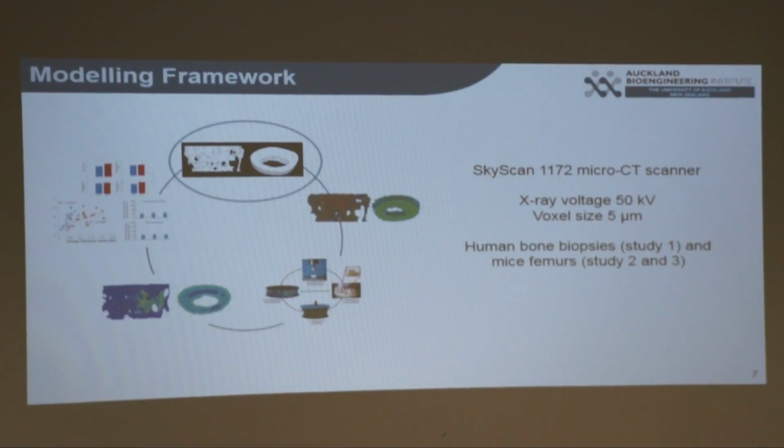So specifically, the SkyScan 1172 micro-CT scanner was used to scan the bones, and that's just around the corner. And for mice bones, we used an X-ray voltage of 50 kilovolts and a voxel size of 5 micrometers, all of which are standard. Like I said, our first study was a human study, and we had trabecular bone from that. And the second and third were murine studies, and we had both trabecular and cortical bone from those ones.